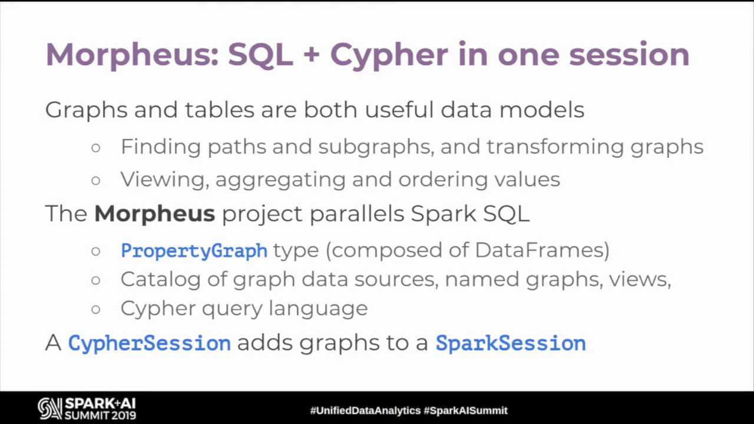So Morpheus is essentially SQL plus Cypher in one session. We like to say graphs and tables are both useful data models, and it would be cool to be able to use both. We do this by paralleling Spark SQL. That means we create a Cypher session that essentially just wraps a Spark session and provides additional features, like I said, property graphs, for example. And on those property graphs, you can, of course, run Cypher then. But you can also fall back to the Spark session and use whatever the Spark session provides.